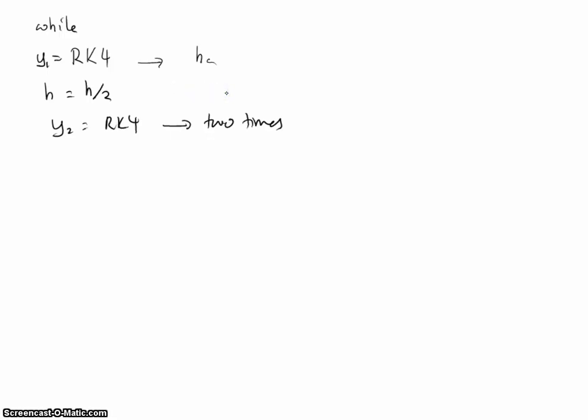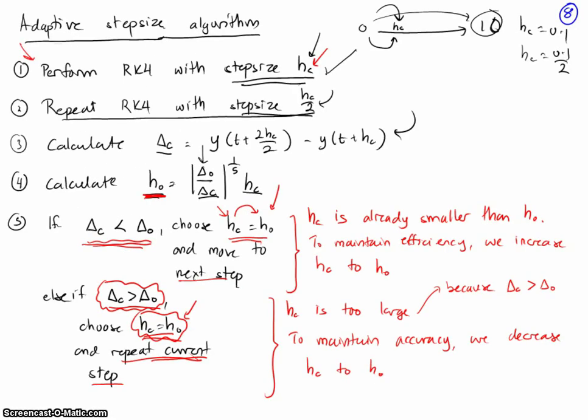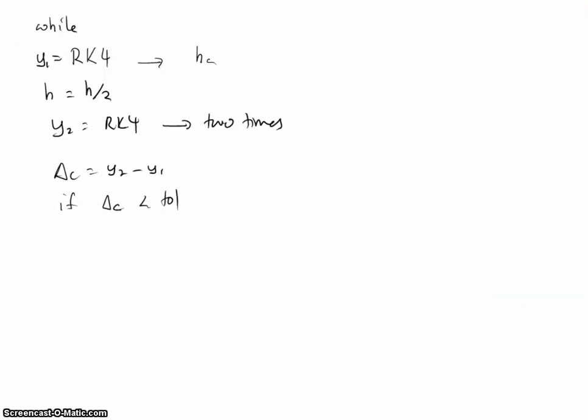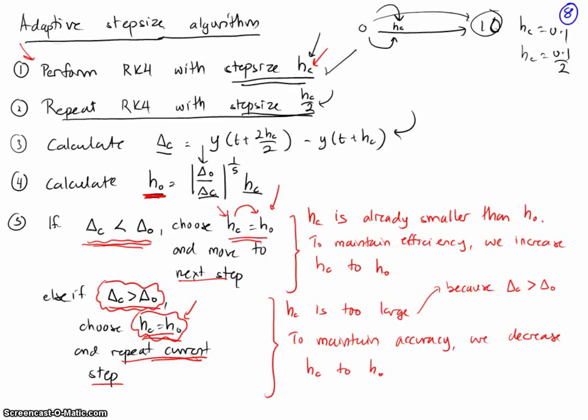Okay, so once you get your Y2, which is the solution of RK4 2 times, you can get your delta C, which is just your Y2 minus Y1, and then you have your error checking. So if this is less than tolerance, it means that your result is good, just that your step size is too small, so you have to change your step size to the largest step size that you have, following the criteria that we have.